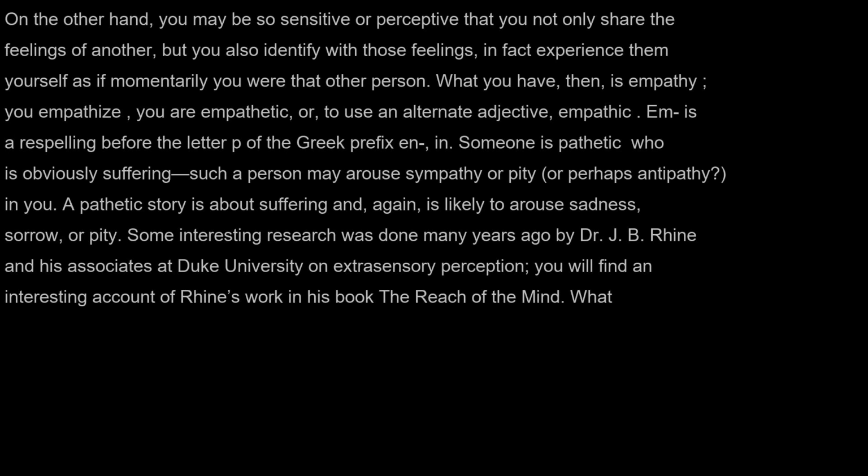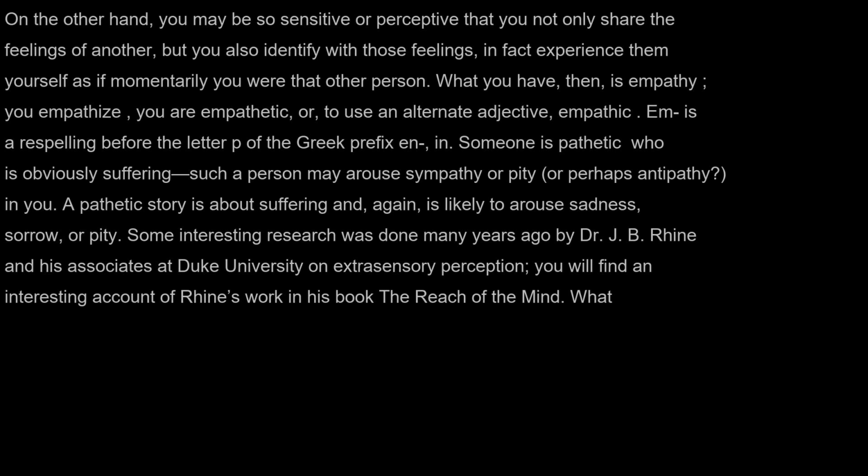On the other hand, you may be so sensitive or perceptive that you not only share the feelings of another, but you also identify with those feelings, in fact experience them yourself as if momentarily you were that other person. What you have, then, is empathy, you empathize, you are empathetic, or, to use an alternate adjective, empathic. Em- is a respelling before the letter P of the Greek prefix en-, in. Someone is pathetic who is obviously suffering. Such a person may arouse sympathy or pity, or perhaps antipathy, in you. A pathetic story is about suffering and, again, is likely to arouse sadness, sorrow, or pity.